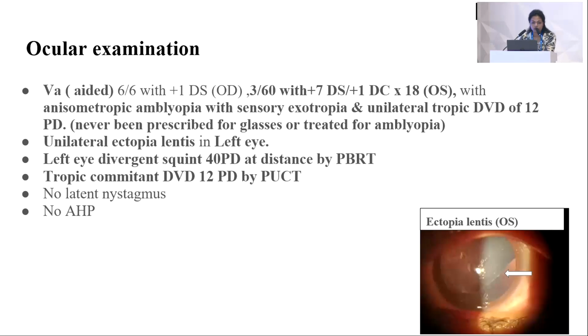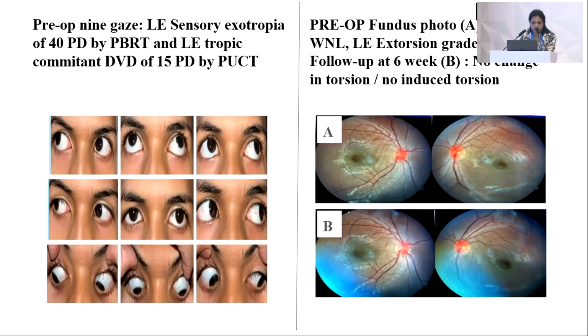There is unilateral ectopia lentis in left eye. There is no latent nystagmus, no abnormal head posture. This is the pre-op 9-gaze picture showing left eye sensory exotropia of 40 PD and left eye tropic comitant DVD of 15 PD. On right side, there is a preoperative fundus photo showing left eye extorsion, grade 2.